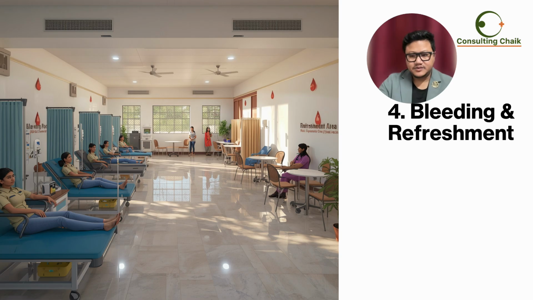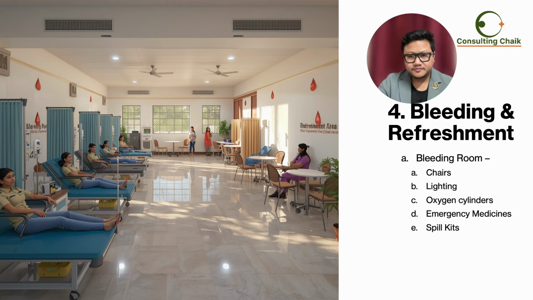Bleeding and refreshment rooms. In the bleeding room, you must have a chair, and the chair should be working fine. When the donor gets dizzy, you need to make sure you can lift the foot side of the bed, and it should be in working condition. The lighting should be proper so that the vein is visible. So you must have good lighting there. You must see that the oxygen cylinder is in working condition.